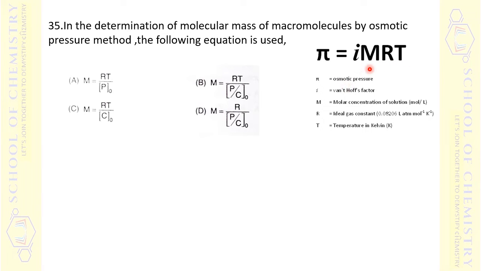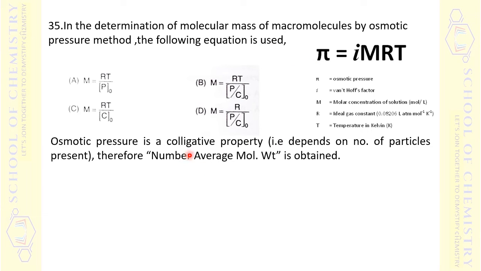π = i M R T, where i is Van 't Hoff factor and M here is actually molar concentration or molarity, right? So we can start with this equation and simplify it to get the relevant form to find out the molar mass of the compound. Before that, we should know that osmotic pressure is a colligative property, and therefore from osmotic pressure measurement of polymeric species, macromolecules, we can get what is called the number average molecular weight. You should remember this. A question can be asked in that manner also.